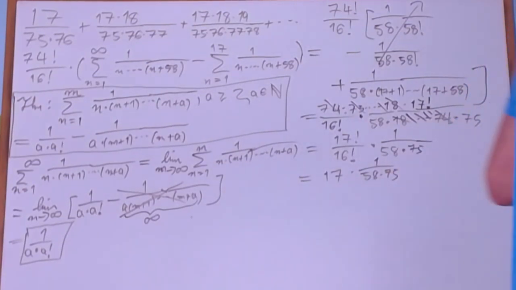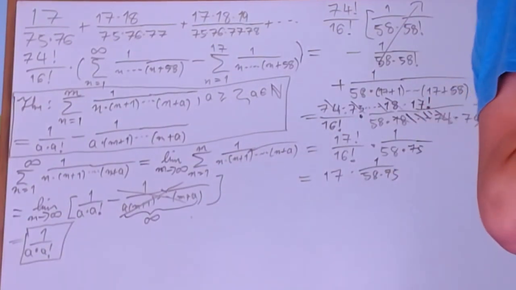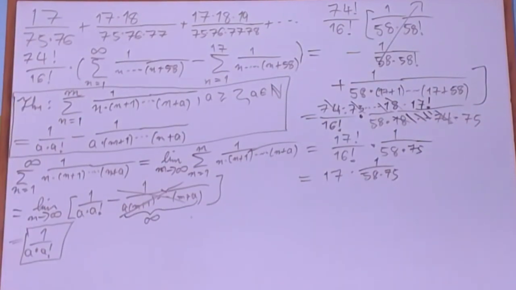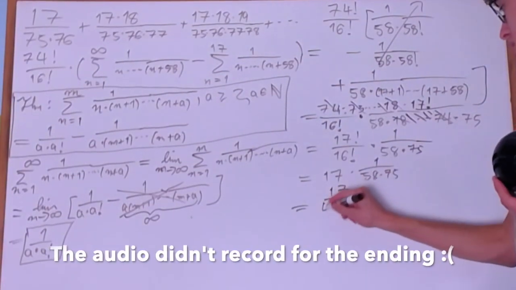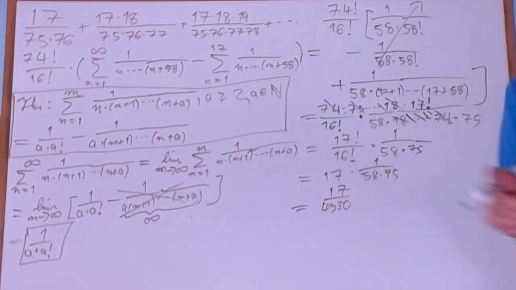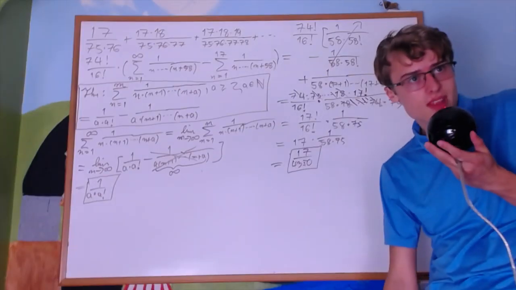Let me go ahead and get out my calculator. It is going to be 17 over 4,350. And that is the final answer that comes out after all of that. And that's it.